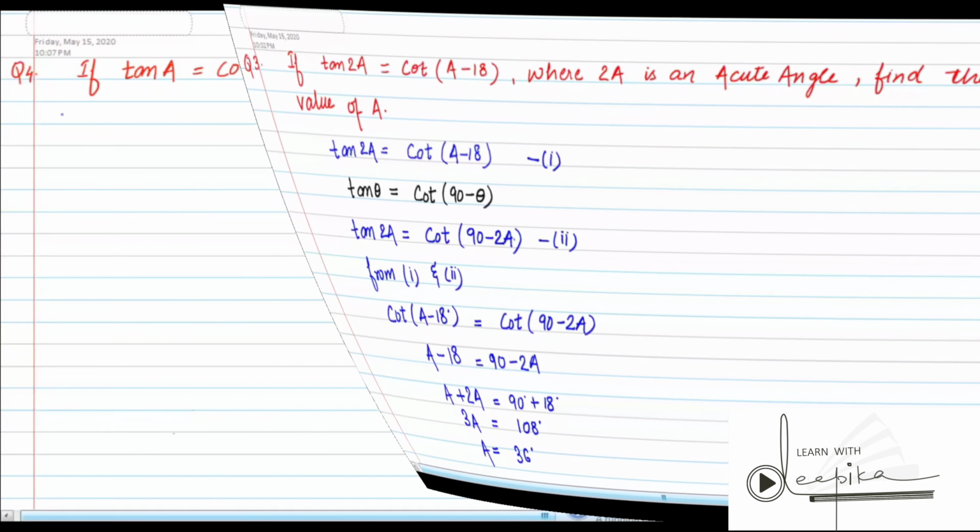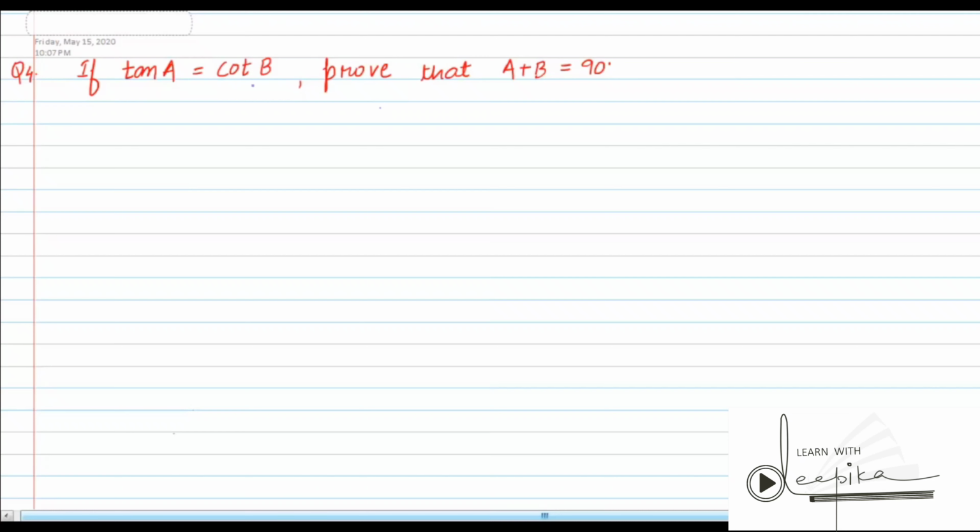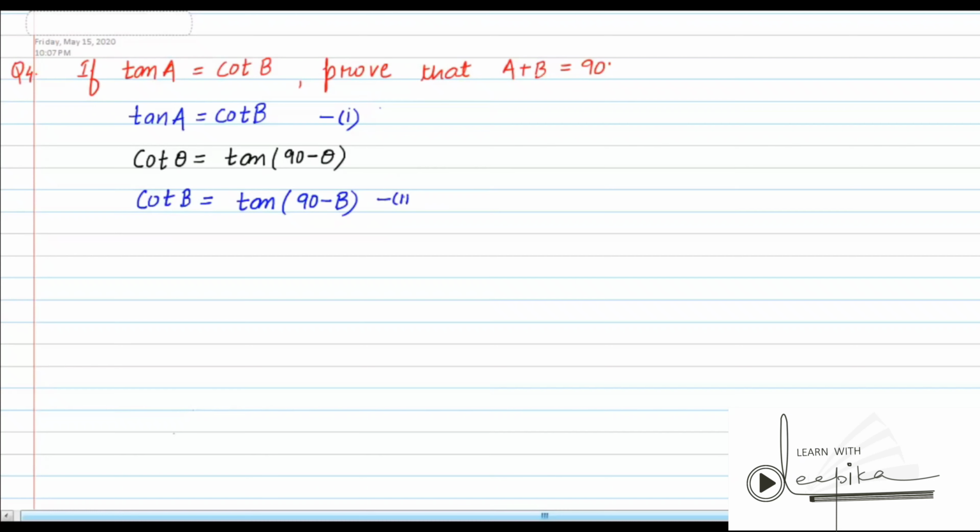Question number 4 is, if tan A is equals to cot B, prove that A plus B is equals to 90 degree. tan A is equals to cot B. This is given to us. And we can convert cot in the form of tan by using the formula cot theta is equals to tan 90 minus theta. From this formula we can write cot B is equals to tan 90 minus B. So this is our equation number 1 and equation number 2.